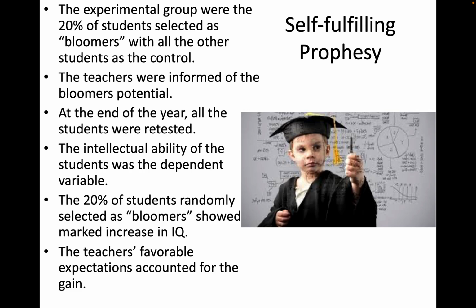The intellectual ability of the students was the dependent variable. The 20% of students randomly selected as bloomers showed marked increase in IQ. The teachers' favorable expectations accounted for the gain. And that is about as sad a story as I can even give you. The reason it's so sad is because all teachers should be teaching everybody as if they were bloomers.